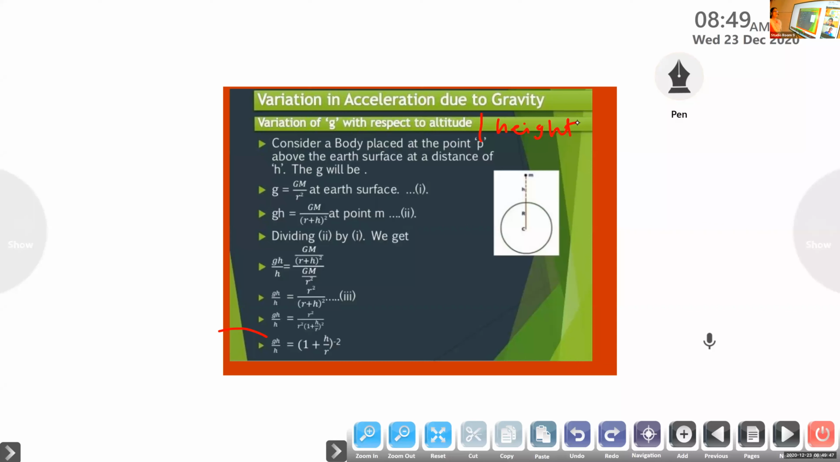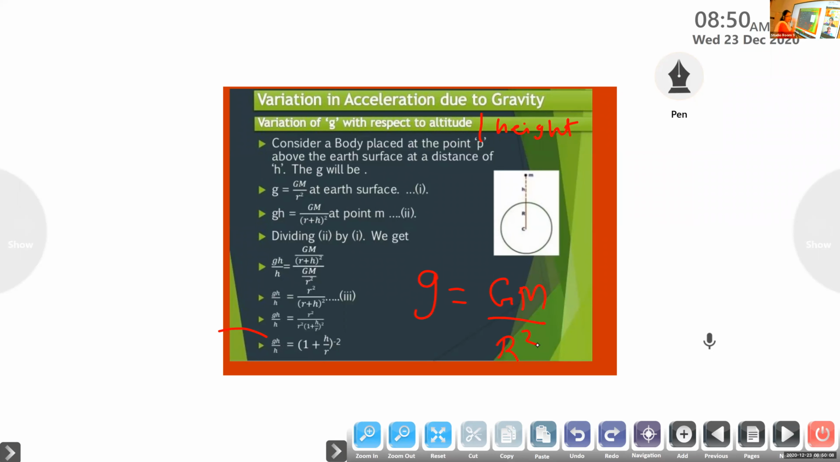Okay, children, what we are considering here: we already know the acceleration due to gravity at the surface of the Earth. That is what we have already studied. Now imagine you consider an object which is above the surface of the Earth. It can be a satellite or it can be the moon.